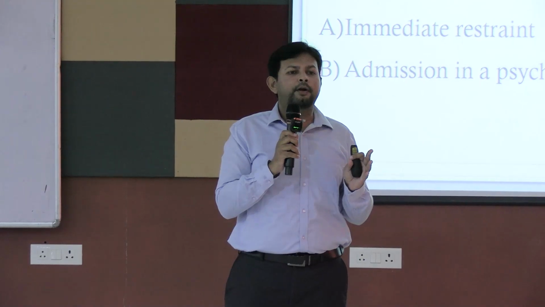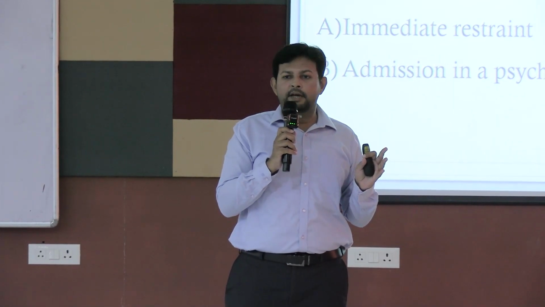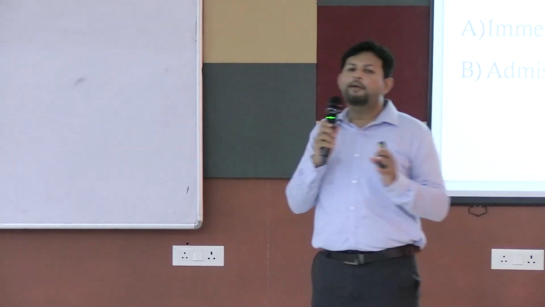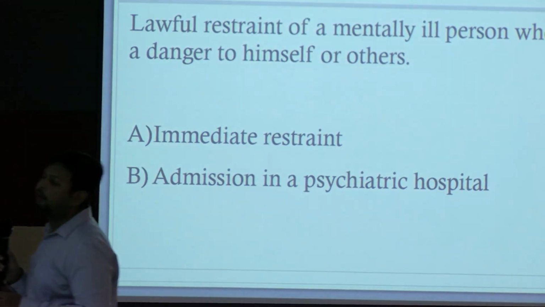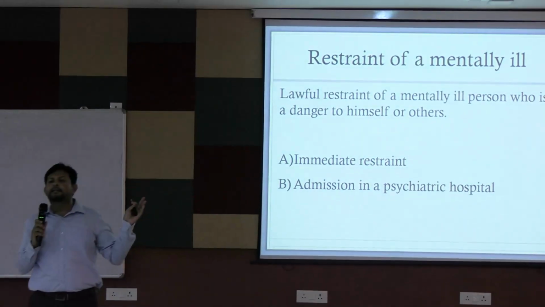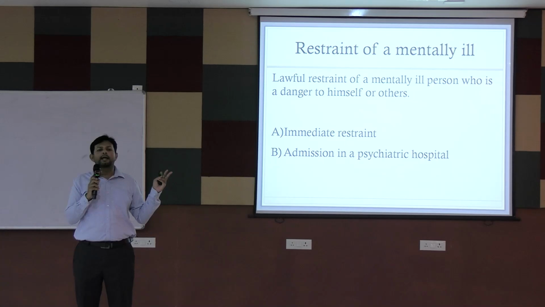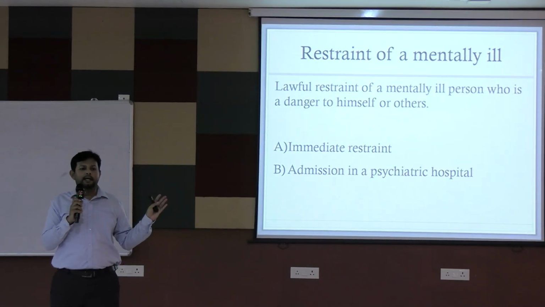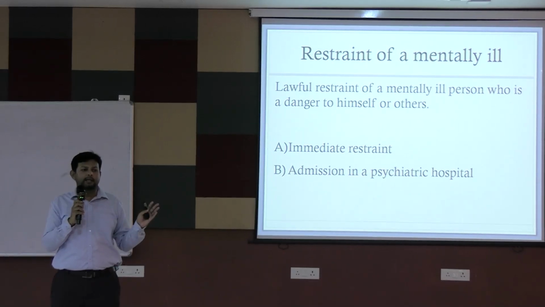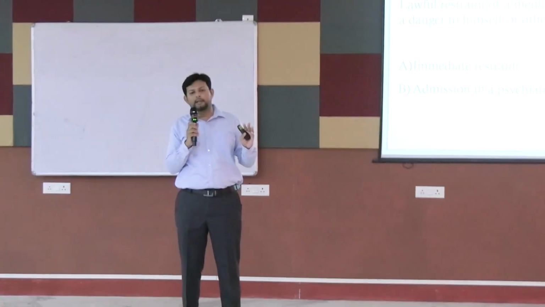So restrain kothay korbe? Normally he will be restrained in a room where there will be an attendant observing him. Not like they will be tied with hands, haath bende dilam, pa bende dilam, not like that. And you can give some sedatives. So that is immediate restraint. Tale immediate restraint e ki duto clause ache? Period. Period is until he is not danger to others, he can be restrained. Akbar, when he calms down, he has to be released. That is immediate restraint. Here consent may be taken or consent may not be taken.